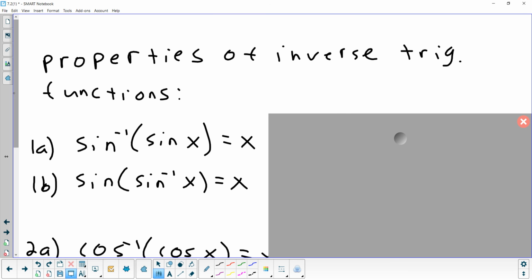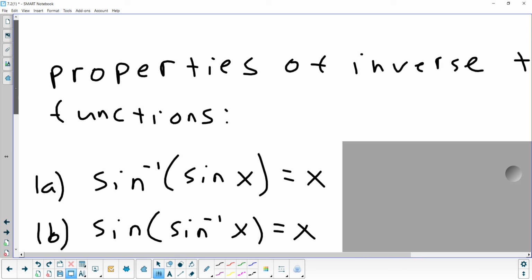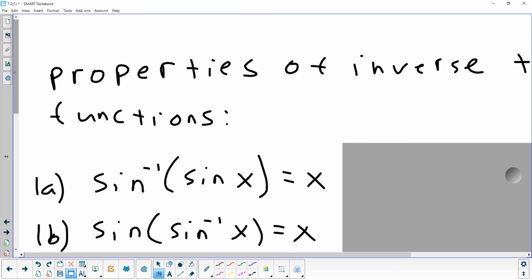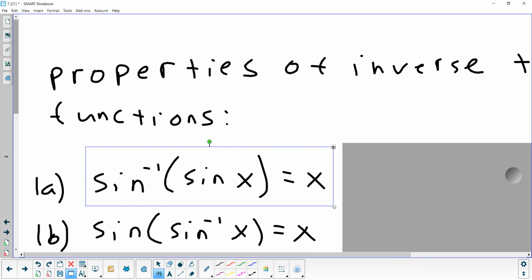So I'm going to give you some different trig functions, and we're going to look at when they cancel out, because they don't always cancel out. It depends on what you plug in. If you take the inverse sine of the sine of something, the answer that you get back will be the something that you typed in, as long as the something is between 2 numbers.